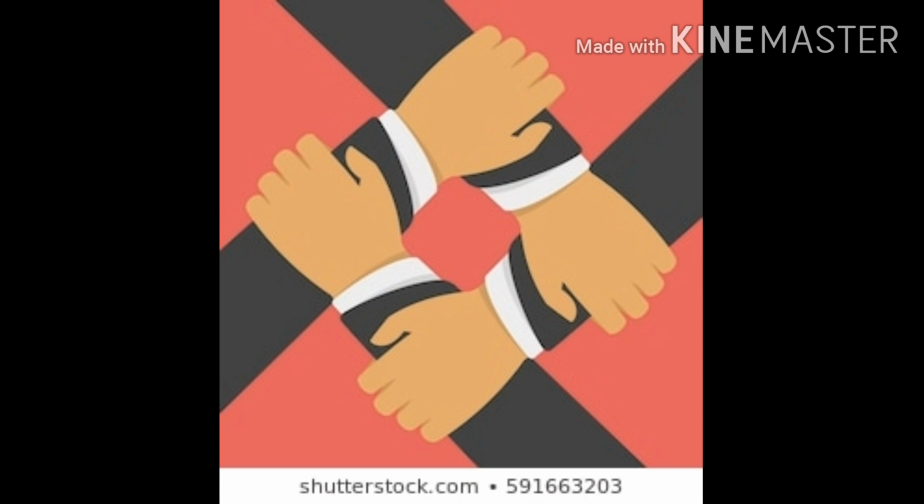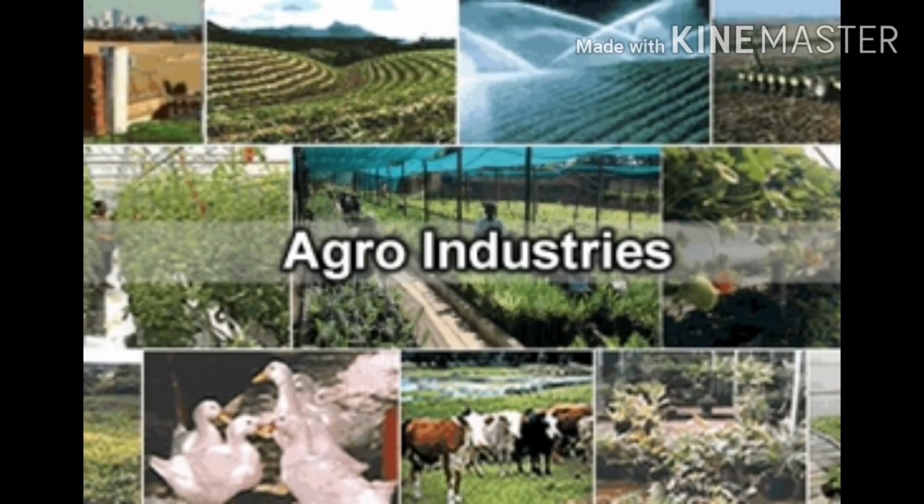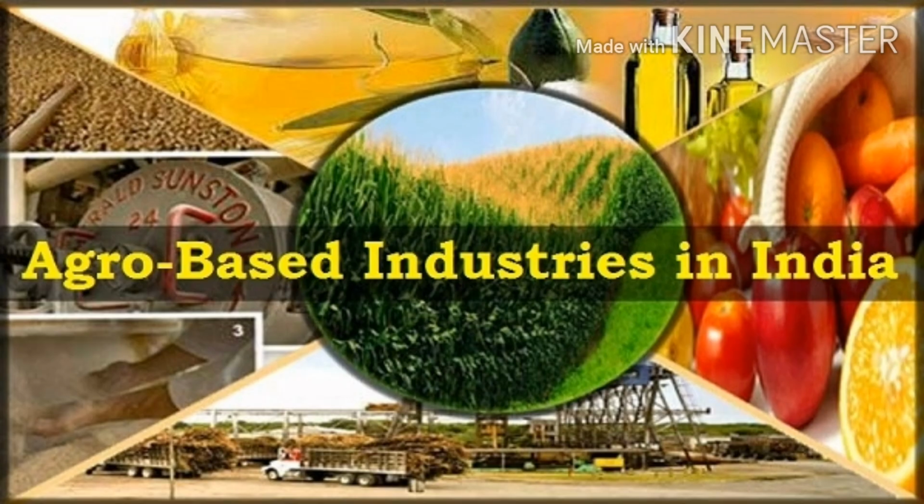Now let's move further and see how the industries are classified on the basis of raw materials. They can be classified into various groups. The first one is agro-based industry. All such industries which derive their raw materials from the agriculture sector, or in which agricultural produce is processed to make a final product, are known as agro-based industries.